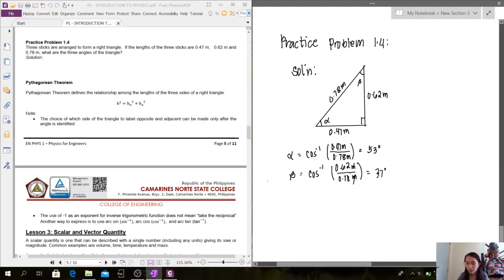So let us check if our answer is correct. 53 degrees plus 37 degrees is equal to 90 degrees, meaning our answer is correct. By the way, you can also use the other inverse functions such as the arctangent and the arcsine to solve for the unknown angles. So you should arrive at the same answers.